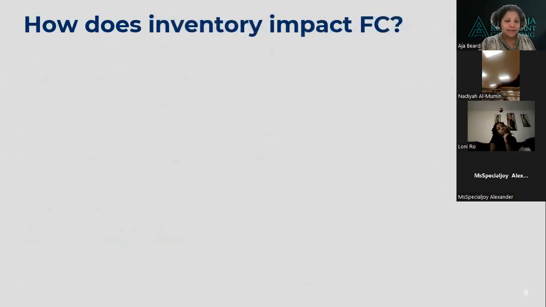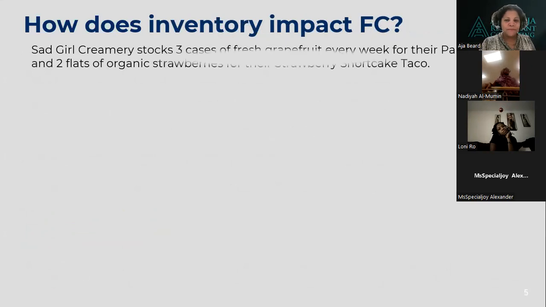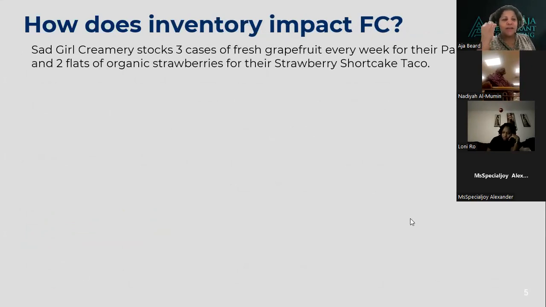Let's look at how food costs can impact your inventory. So Sue Ellen owns Sad Girl Creamery. She stocks 3 cases of fresh grapefruit every week for their Paloma sorbet and 2 flats of organic strawberries for her strawberry shortcake taco.